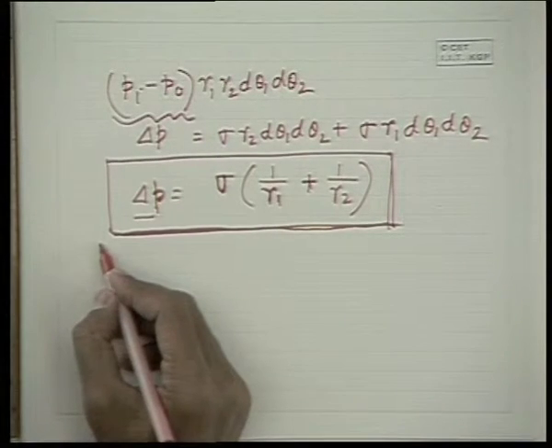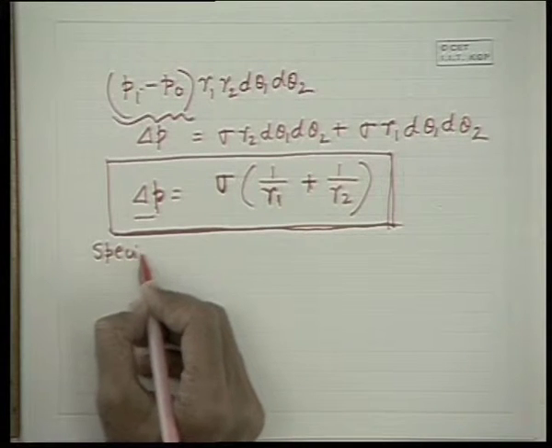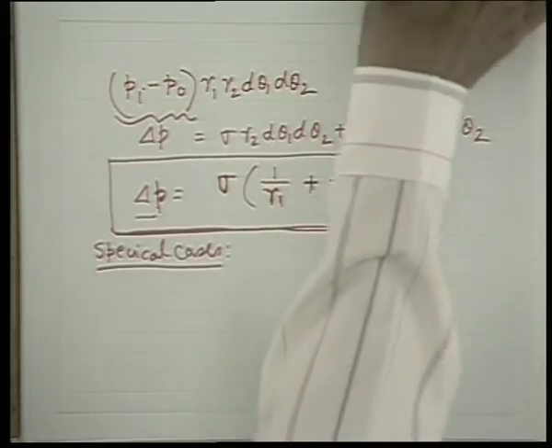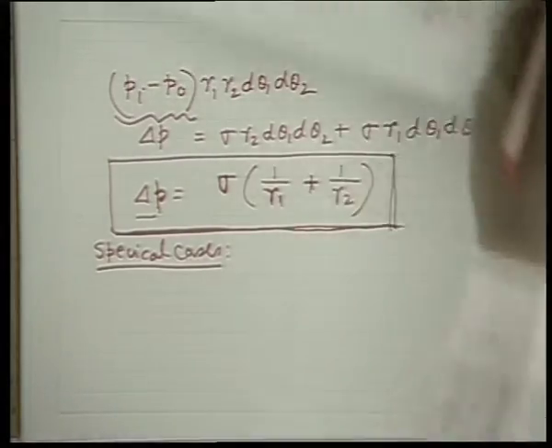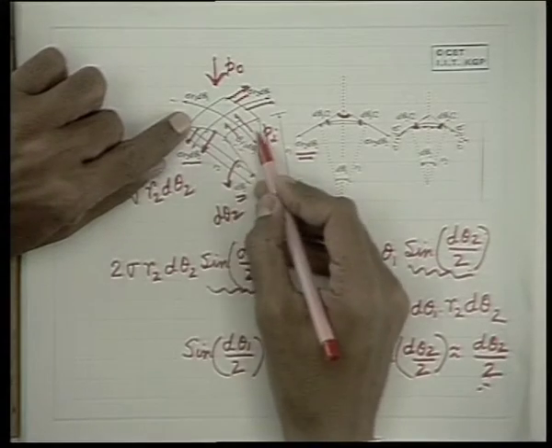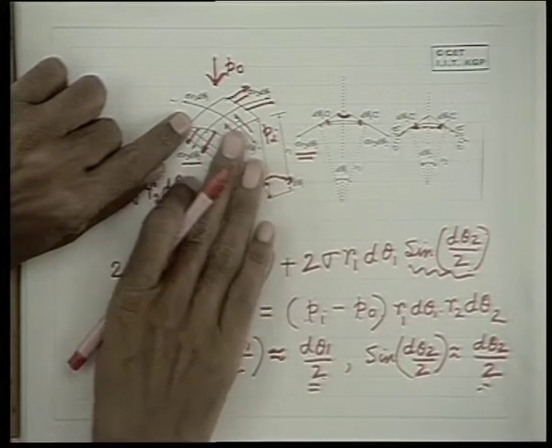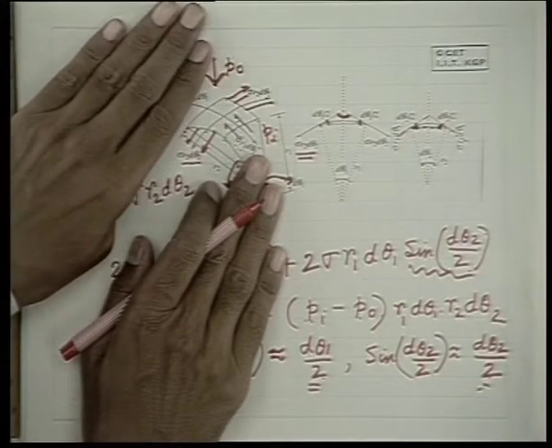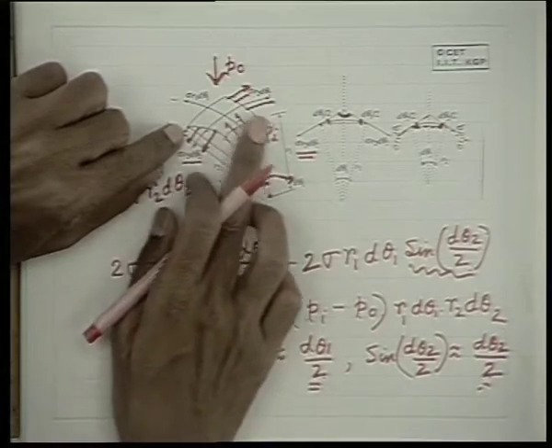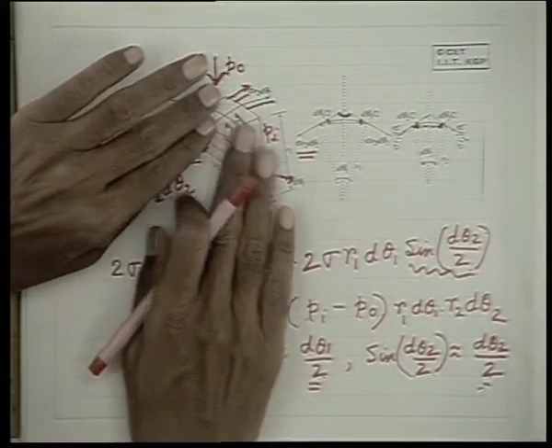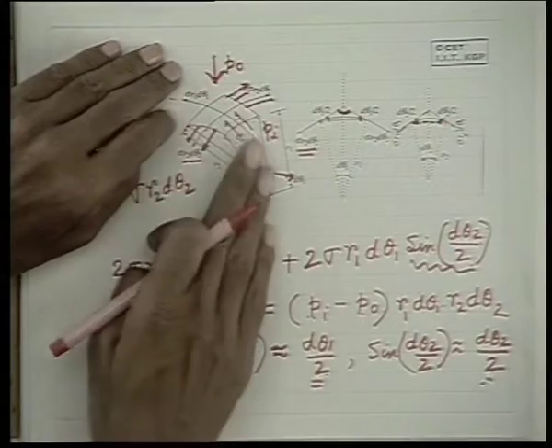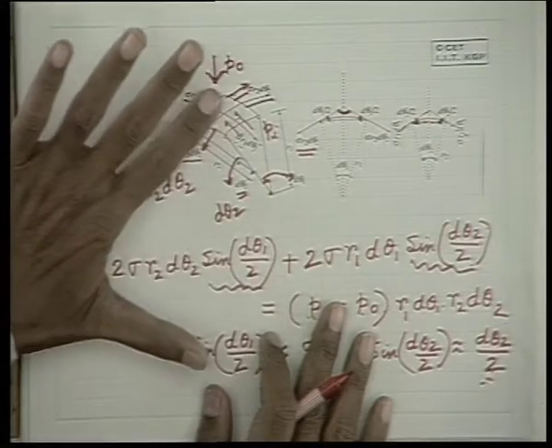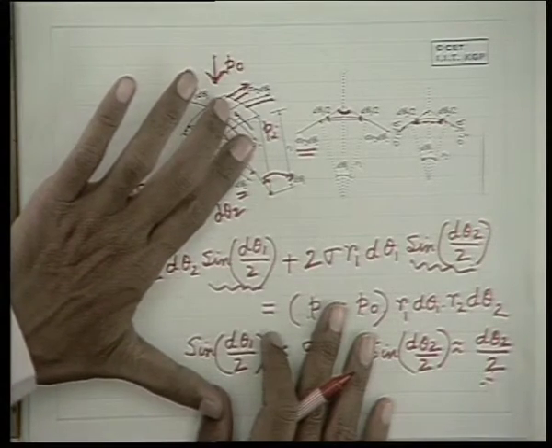Now special cases are there. But before coming to special cases, first I discuss that here we have assumed a surface which demarcates a bulk of the liquid on the concave side and a gas on the convex side. But if this surface is a thin liquid surface which is in contact with gas on both sides, convex and concave, then what happens?